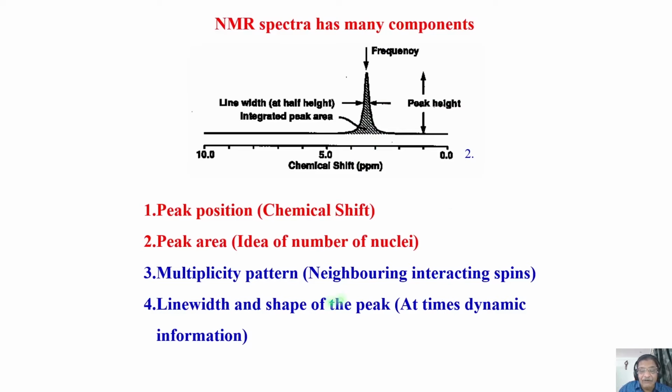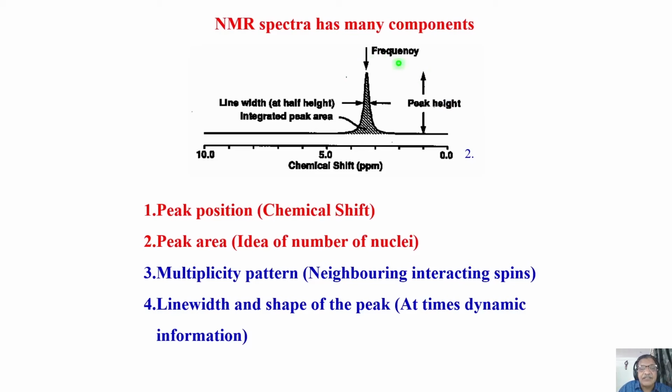Next is line width and shape of the peak. The shape of the peak and line width also sometimes give me dynamic information. Let us say I have 2 peaks. Assuming that I have taken an NMR spectrum, one peak is very sharp, and the other peak related to that is very, very broad. This has an information content. It tells me why this peak is broad. It is undergoing fast relaxation, or it may be undergoing some dynamics. It may be undergoing exchange. So some dynamics is going on in this proton.